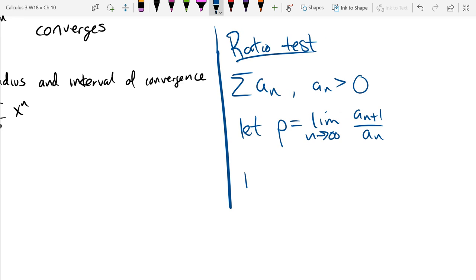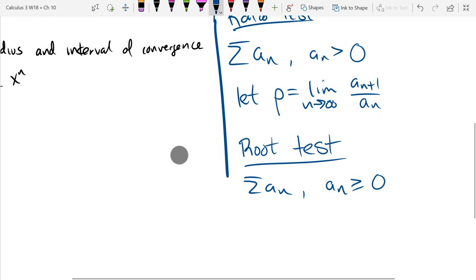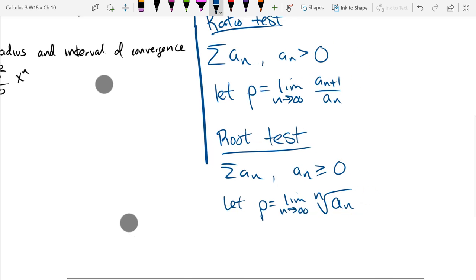Root test is very similar. I have not written the conclusion yet. They have the exact same conclusion, so I'll write the conclusions all together. So root test is a little bit more relaxed because a n could equal 0, but it can't be negative because you're going to take a root. And this one, let rho equal the limit as n approaches infinity of the nth root of a n. So that's the difference between root and ratio test.